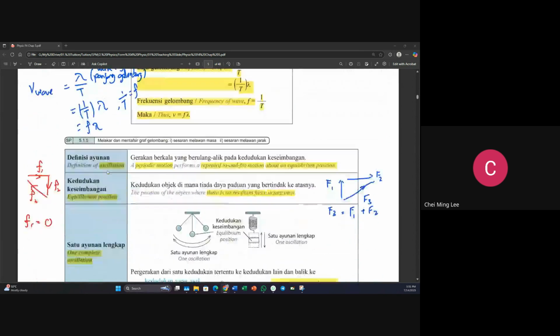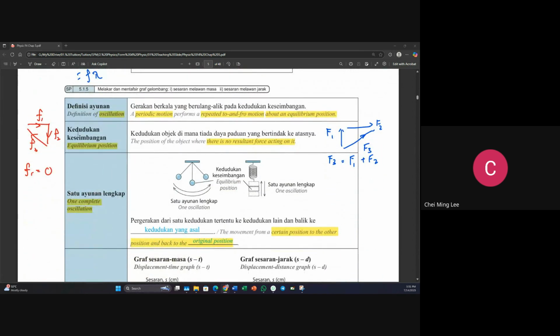All right, so let's see the oscillation part. So what's oscillation? It's a periodic motion. Why do we call it periodic? Because we consider the back and forth as one period. So that's why we call this a periodic motion. It performs a repeated to and fro motion about an equilibrium position. So it's like this. From here, back, forth, to and fro is one oscillation.